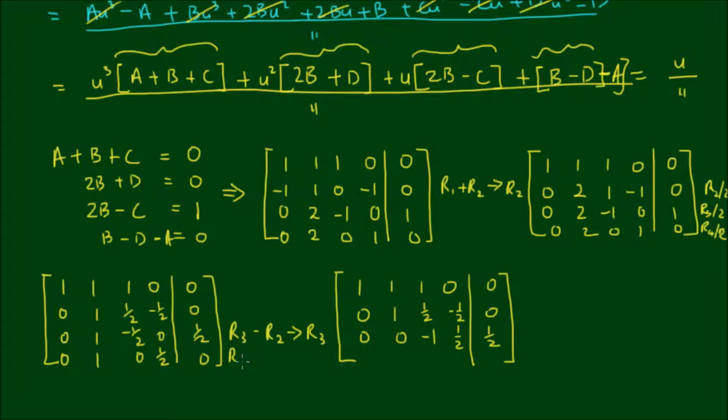And let's also subtract row 4 from row 2 to form a new row 4. So we'll have 1 minus 1 is equal to 0. A half minus 0 is equal to a half. Negative a half minus a half is equal to negative 1. And 0 minus 0 is equal to 0. Now let's multiply row 4 by 2.